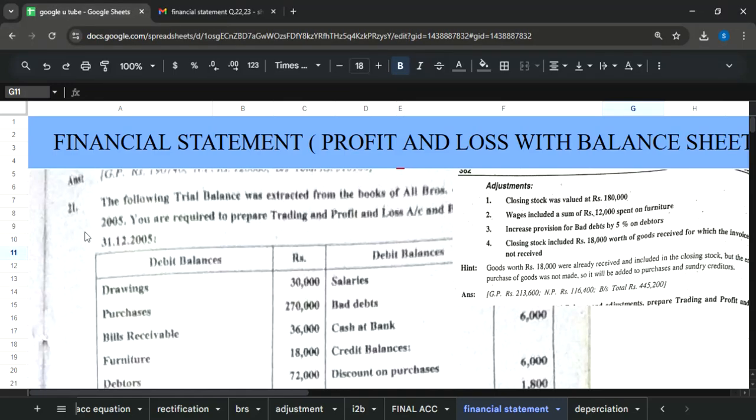Today's target is to solve question number 21, and by routine it's question number 12. As it was informed, we are taking these questions from different books so that we have better practice regarding all aspects of the chapter. The chapter we are dealing with is financial statements, where we make the profit and loss statement and the balance sheet.